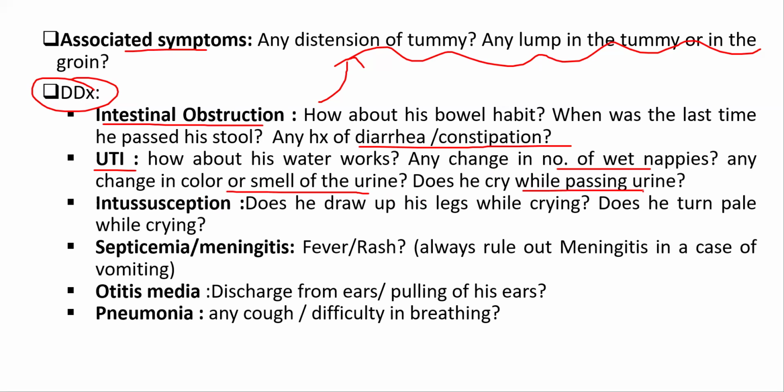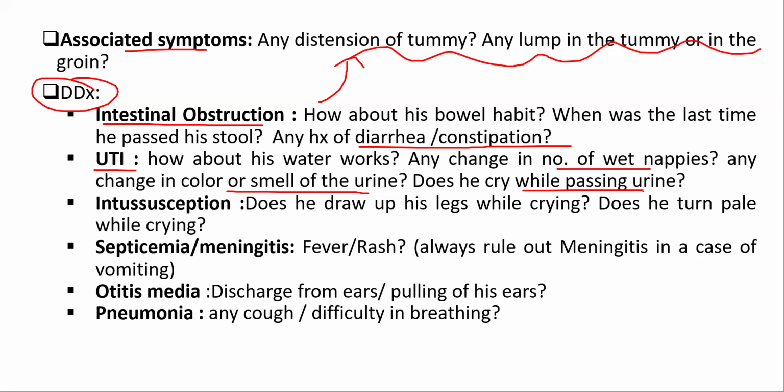Now in here, we ask two questions. One is any sign of dehydration and also definitely UTI. So it depends on the age of the child. For a 10-year-old child, you will not ask about wet nappies, right? But for a 1-year-old, yes, you are going to ask about the number of wet nappies.